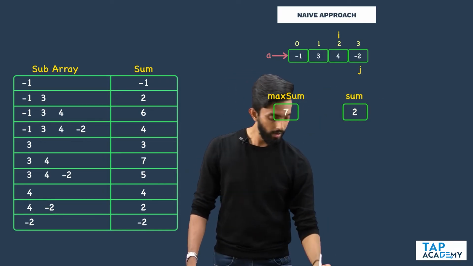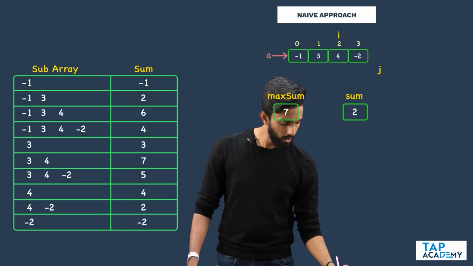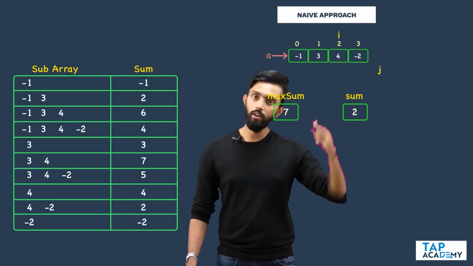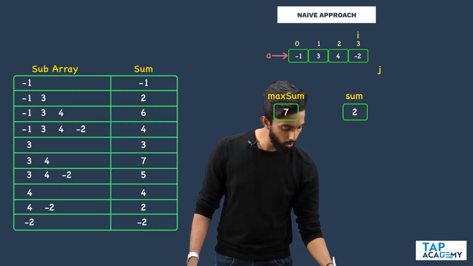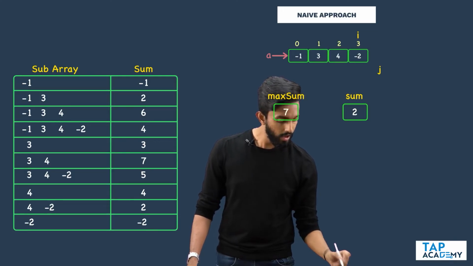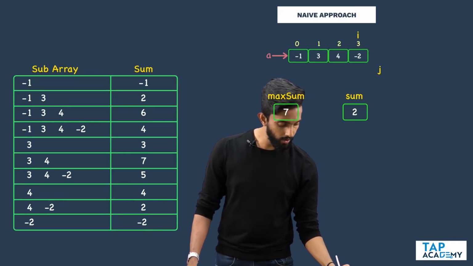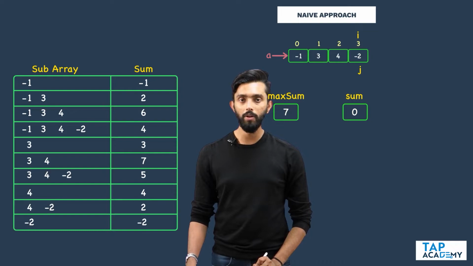Now you are able to think. Next, j moves forward. If j moves forward, then it is over. Now i has to move forward. If i moves forward, what is going to happen is, first and foremost, j will start from wherever i is starting. Next, sum is always going to be updated and made as 0. I hope you are able to understand.